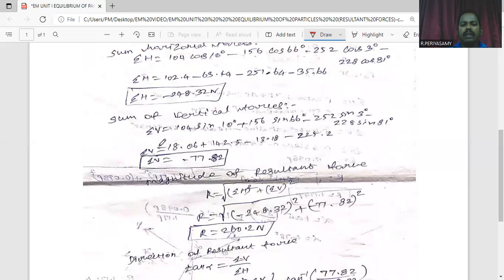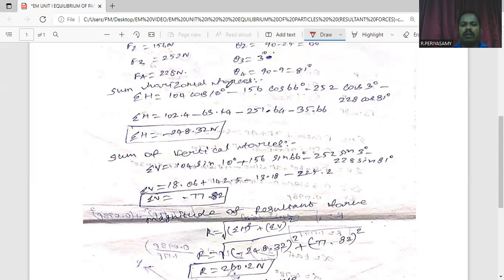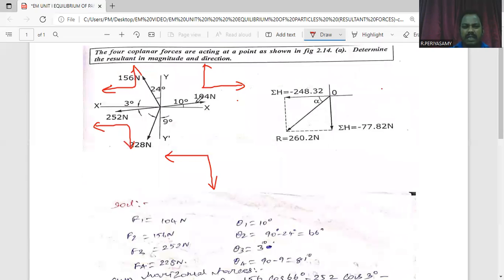Next, we have to find the sum of the vertical components of the forces. Here, the sum of vertical components is denoted as summation V, and the sum of horizontal components is denoted as summation H. The sum of the vertical components of force we have to find. Consider the first force.